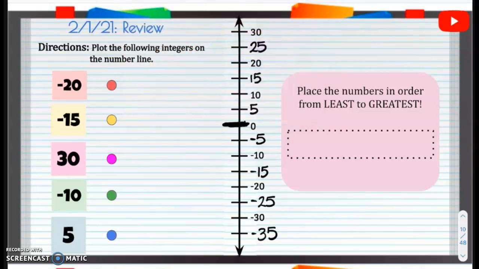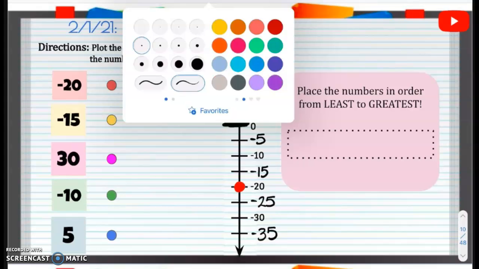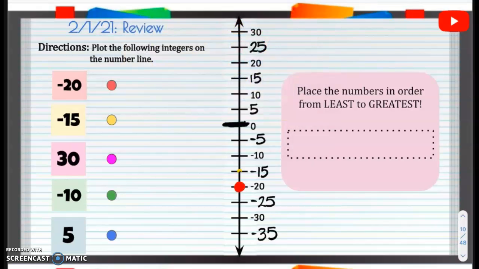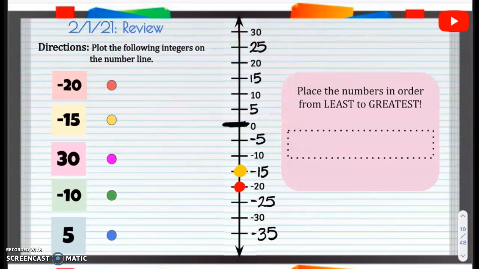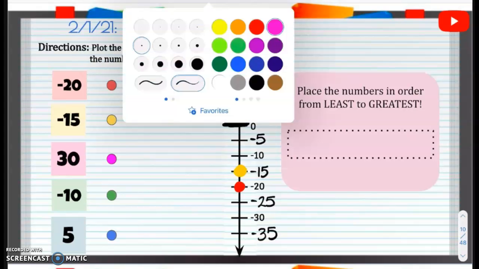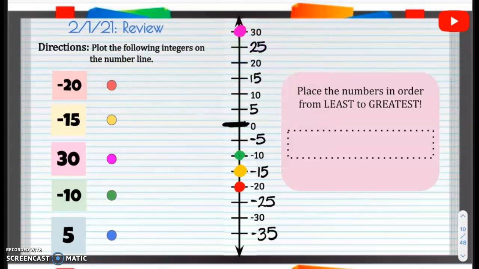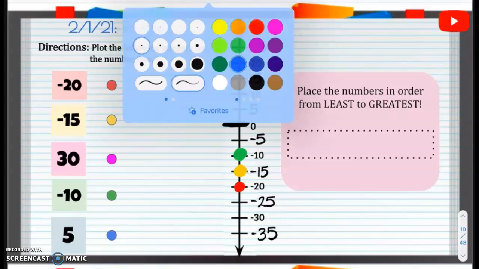All right, let's go ahead and plot now. Negative 20 is going to be down here. We go minus 20 from 0. All right, next we have negative 15. Ooh, we're going to go down here. Then we have positive 30, so we're going to go up to positive 30. Negative 10 down here. Oh, we have a stoplight in backwards order here. And then we have a positive 5.